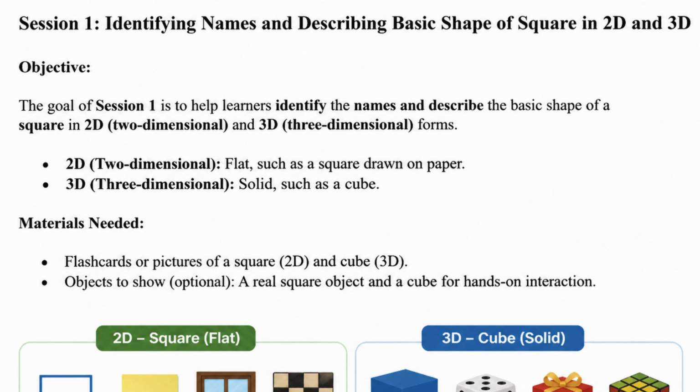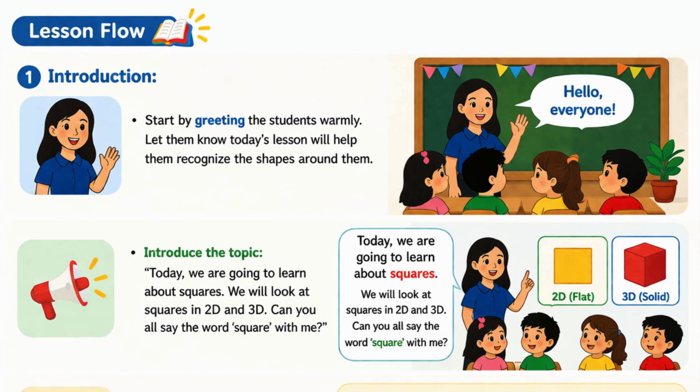2D, two-dimensional, is flat, such as a square drawn on paper. 3D, three-dimensional, is solid, such as a cube. Materials needed are flashcards or pictures of a square, 2D, and a cube, 3D. Objects to show, optional: a real square object and a cube for hands-on interaction. Let's dive into the lesson flow.